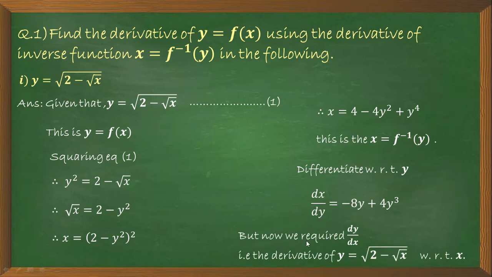Now we require dy by dx. Here the question is to find the derivative of y is equal to f of x. So here we get dx by dy, but we require dy by dx, that is the derivative of y is equal to root of 2 minus root x with respect to x. So we use that theorem. We know that dy by dx is equal to 1 upon dx by dy. First of all we have obtained dx by dy, so dy by dx is equal to 1 upon minus 8y plus 4y cube.